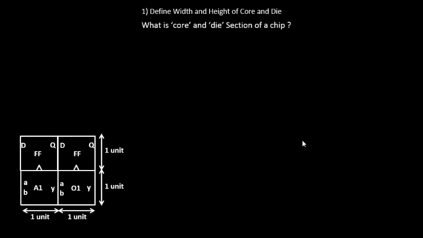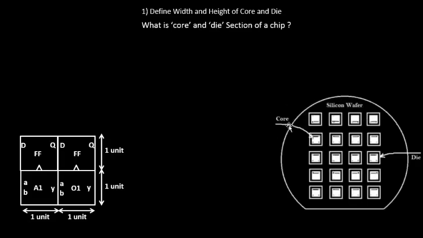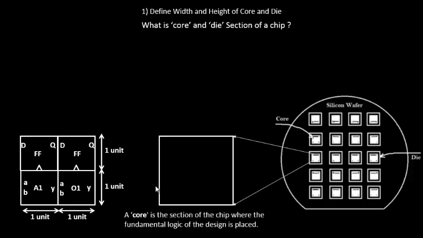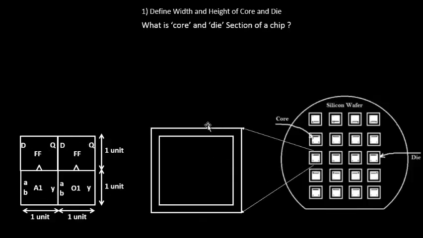Let's look into the core and die of a section of a chip. For example, this is your silicon wafer on which you implement all of your logic. This section is referred to as your die. Inside the die you have this core. This is the core section where you actually place the fundamental logic, and this is the die section.